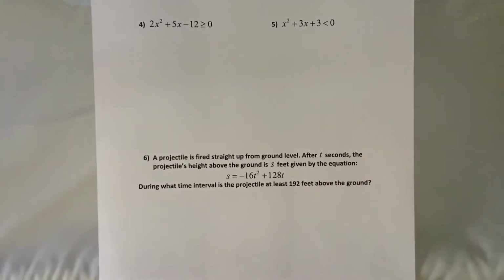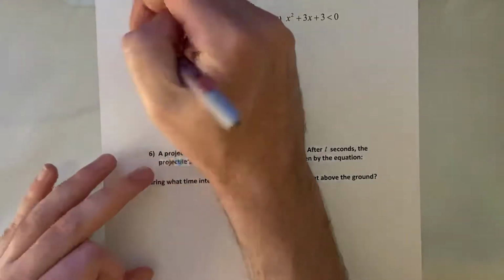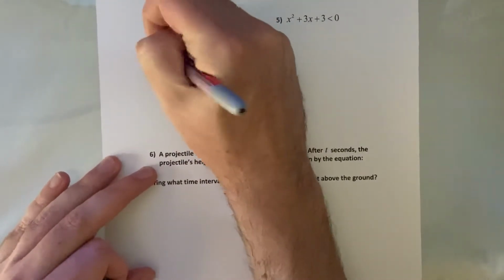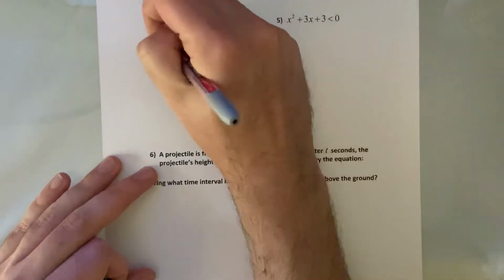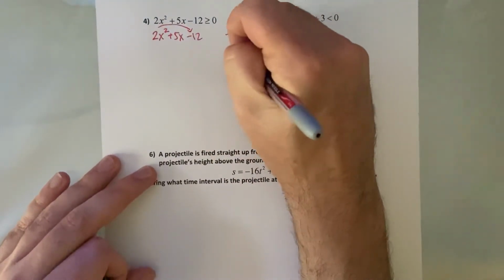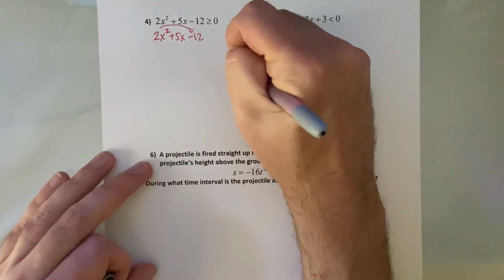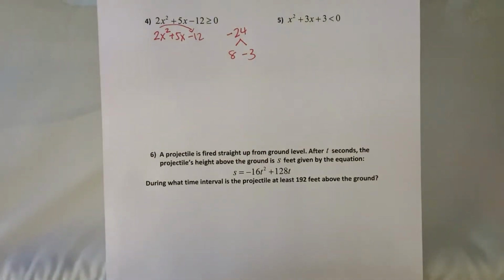2x² plus 5x minus 12 is greater than or equal to 0. Again, factor. I'm going to remind you how to factor when a is greater than 1. That means there's a 2 in front. Multiply the 2 times -12, which is -24. And then we're looking for factors of -24 that add to 5. That'd be 8 and -3.